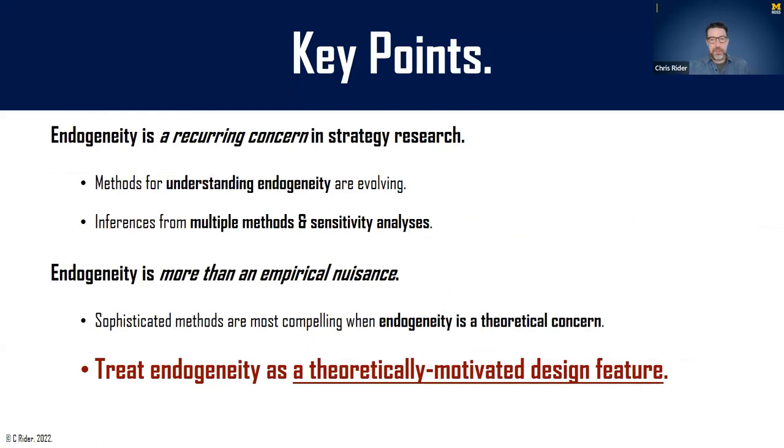So these are my key points: because it's a recurring concern in strategy research, there are great methods being developed. We saw many of those today. We can draw inferences from multiple methods, the sensitivity analyses of the type that Evan shared with us. But we draw better inferences when we've thought through endogenous processes as of theoretical importance and not just empirical nuisance. And so I am of the belief that a sophisticated method, one in which you've pre-registered and specified a mechanism, or you've got a great strong instrument, as Sarah laid out, is most compelling when it addresses something of great theoretical importance. And so I want to encourage you to treat endogeneity as a theoretically motivated design feature and not just an empirical nuisance, one that must be slayed for you to demonstrate support for your preferred mechanism.